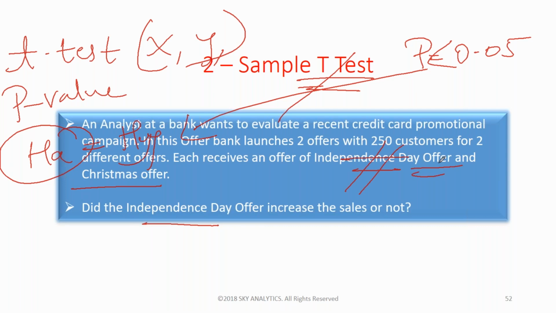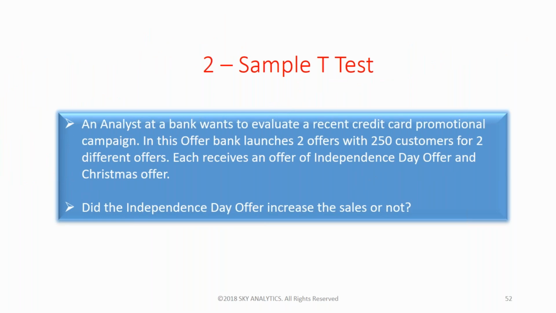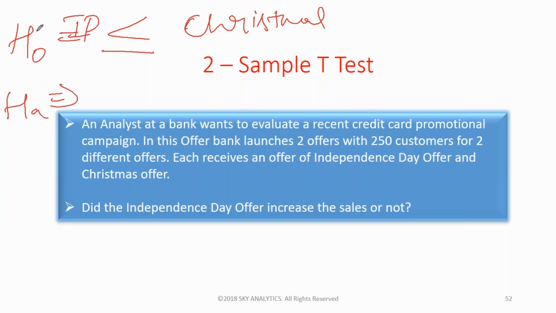Not equal. So next step, what we did was we need to identify who has spent more, whether Independence Day offer sales is more or Christmas sales is more. We need to identify it. Based on this, I told a thumb rule that the null hypothesis should always be less than or equal to. Write it as Independence Day is less than or equal to Christmas offer. And next step, I wrote the alternate hypothesis, which should always be greater than. So the alternate hypothesis is Independence Day is greater than Christmas.